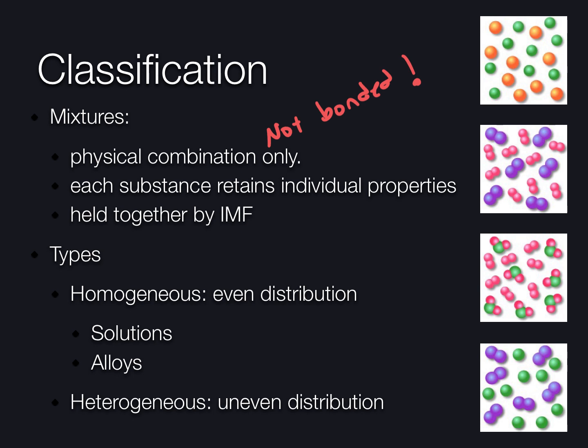Now, there's basically two types of mixtures. There's some that are known as homogeneous, which is what we call an even distribution, where if you take a sample of that mixture, no matter where you take the sample from, it's the same composition, maybe 70% one substance and 30% the other. As long as it's the same on all parts of that mixture, then it's a homogeneous mixture. Now, the opposite of homogeneous is a heterogeneous mixture, which is an uneven distribution.